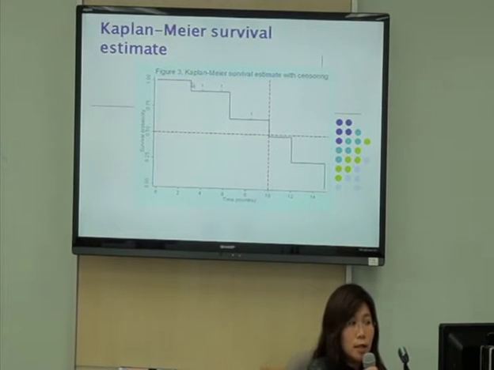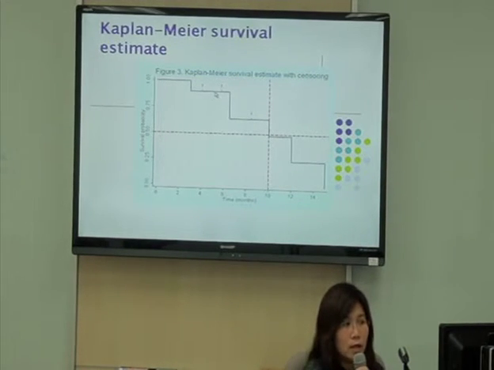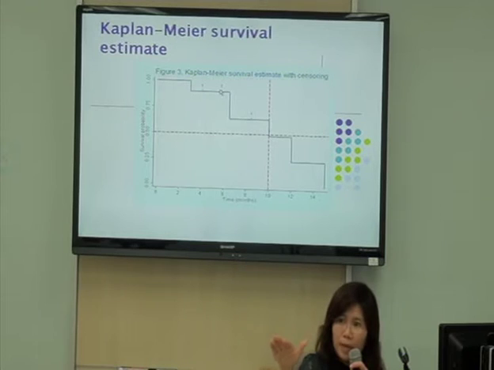Only when the events occur, you will see the step down of the curve. If you have only censored observations, there is no effect on the cumulative survival probability. These two subjects are censored, so they just show you censored, but have no effect on survival probability.